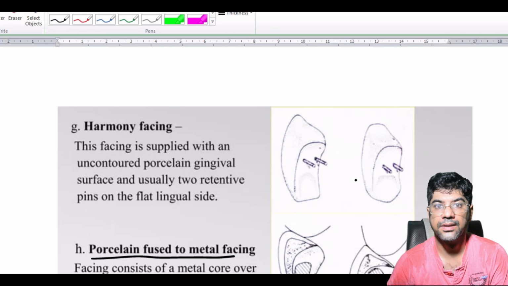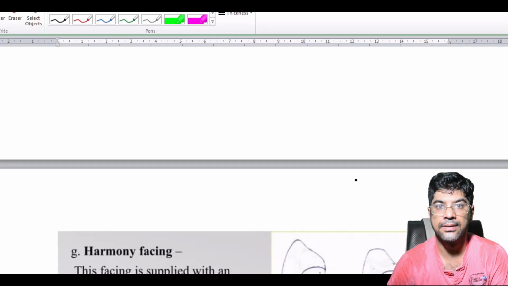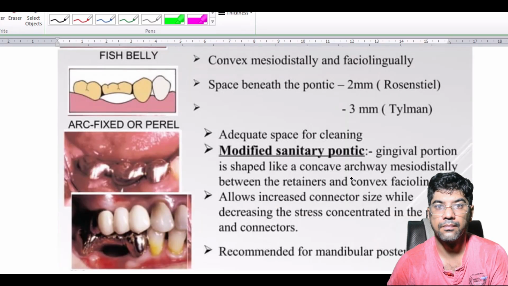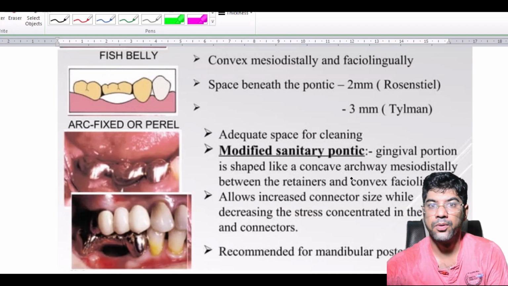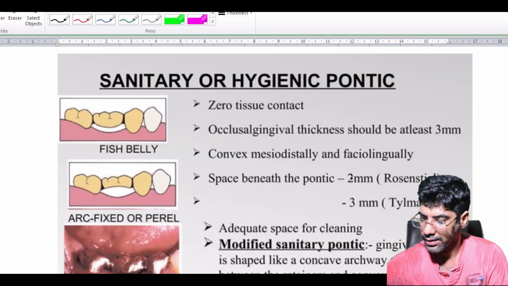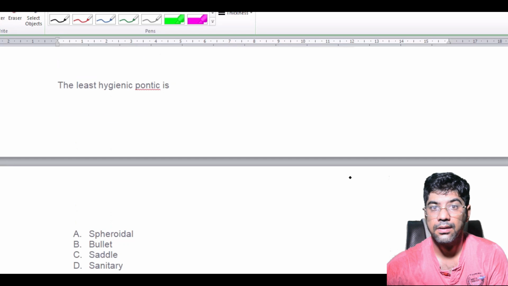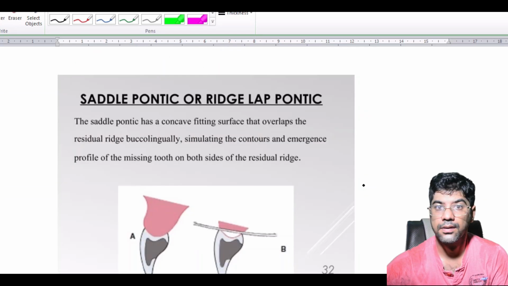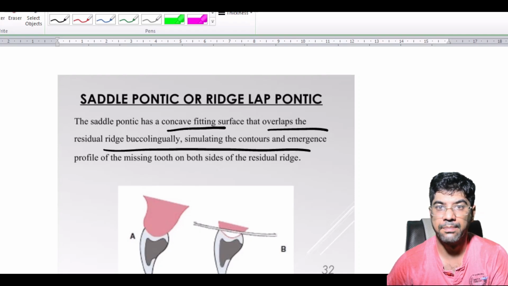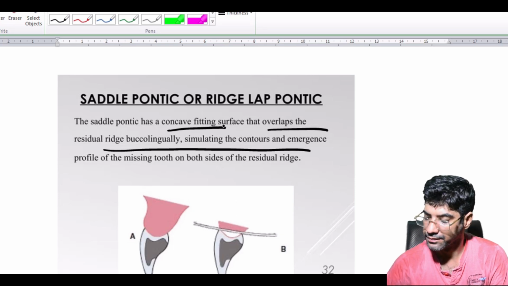So what are true pontics? True pontics are prefabricated pontics with large gingival bulk, indicated for cases with limited inter-arch distance. Based upon the mucosal contact, pontics can be saddle pontic. The saddle pontic design is considered the least hygienic because it has a broad concave surface that contacts the underlying gingiva.